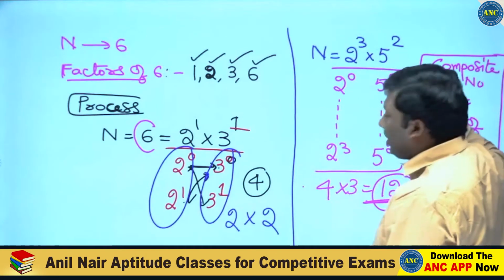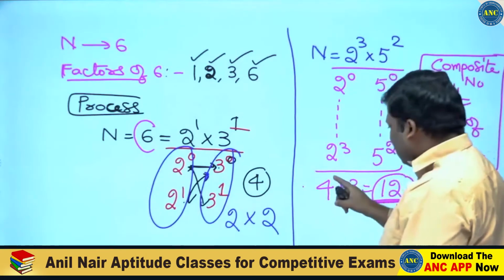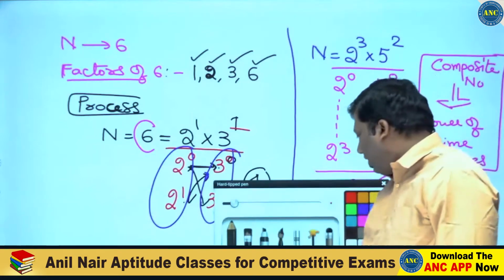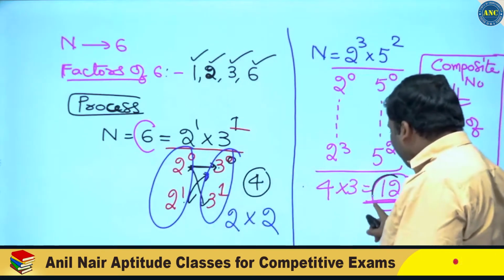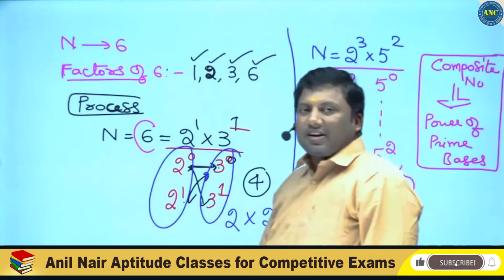0 to 3, 4 cases. 0 to 2, 3 cases. 4 into 3. So totally, there are 12 factors for this number.